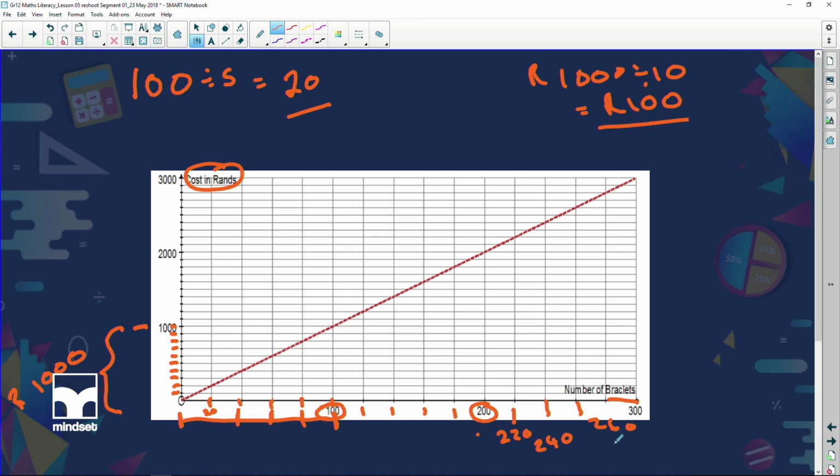260. Hello, hello, hello. We got a problem now because we haven't got 250. We got 240. We got 260. Where's the 250? The 250 is obviously in the middle of the 240 and the 260.